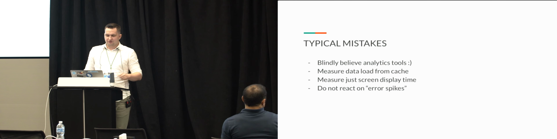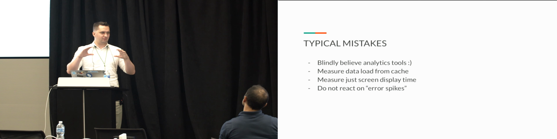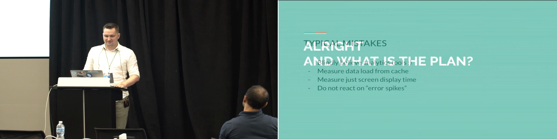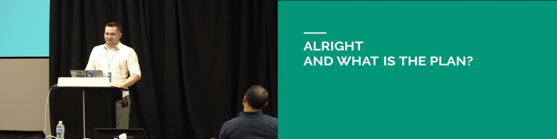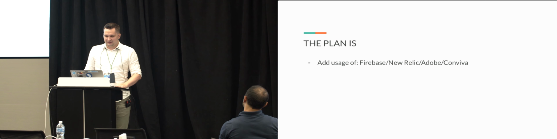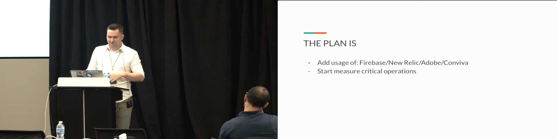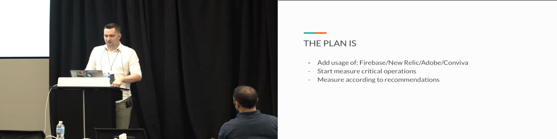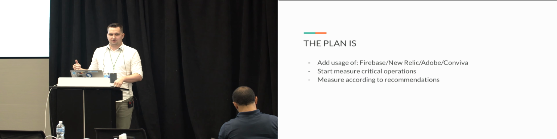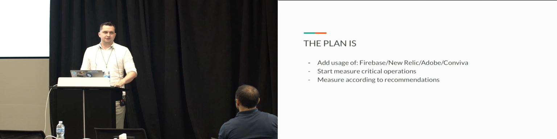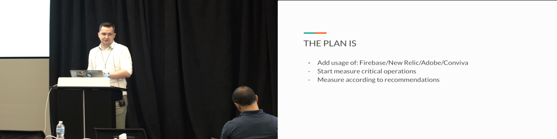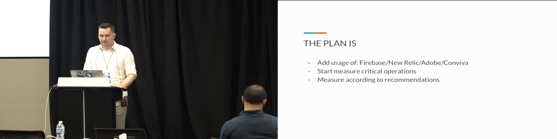And do not ignore error spikes. You know that picture where the dog is sitting in a flaming house saying everything is fine. No, it's not fine. If you have spikes, react to them. All right, what is the plan? The plan is to add usage of those tools, start measuring critical operations, and measure according to the recommendations. Do not ignore the cancelled operations, and measure user reaction, meaning the time the user spent in some of the states. It makes sense.